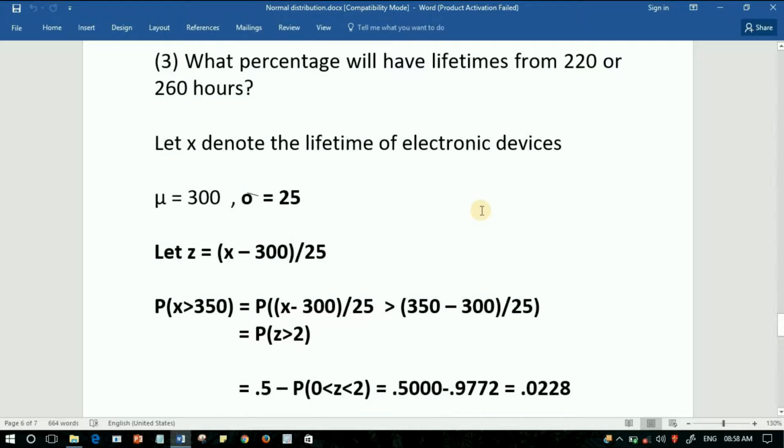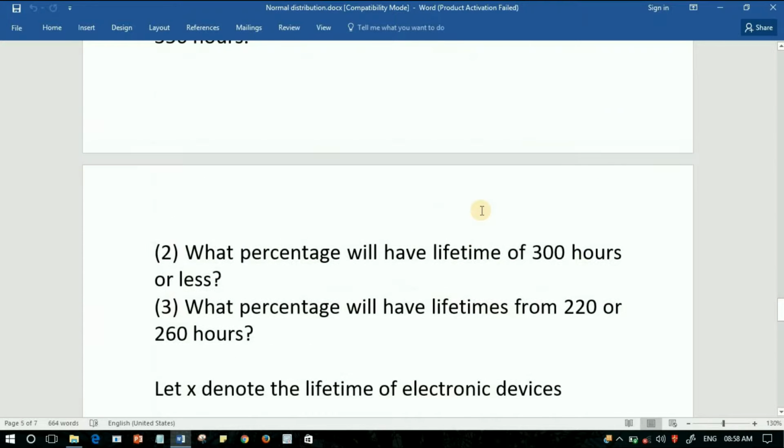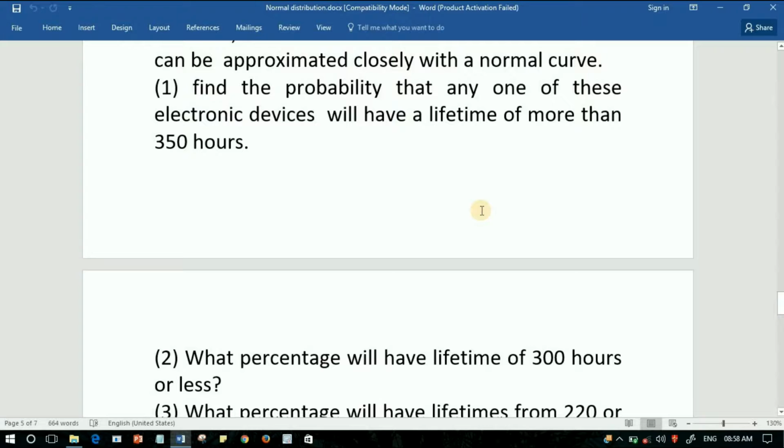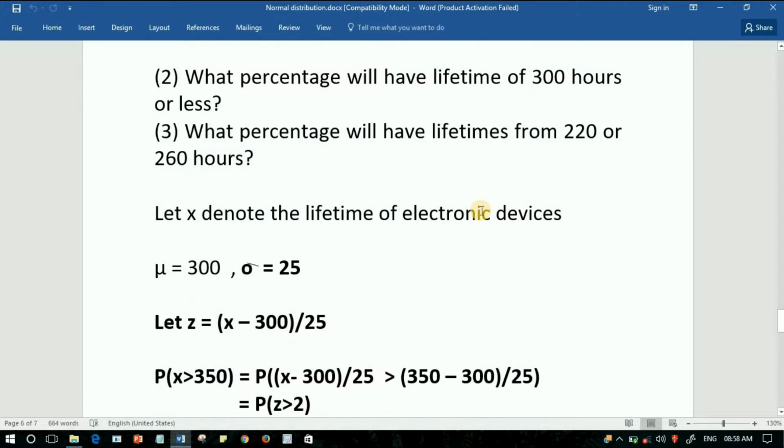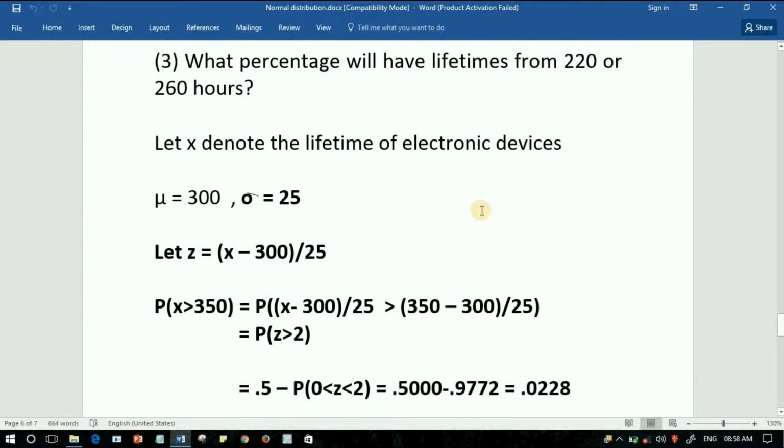The first question is: find the probability that any one of these devices will have a lifetime of more than 350. That is, x should be greater than 350. We have the transformation (x minus 300) by 25 and (350 minus 300) by 25. We get probability of z greater than 2. That is the right hand side, from 2 to infinity, that we have to find.